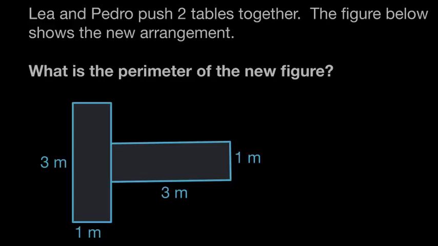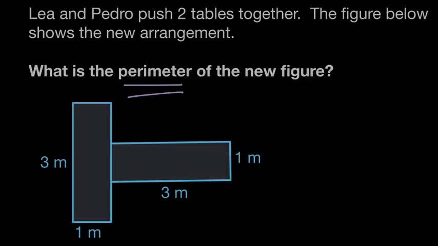Leah and Pedro pushed 2 tables together. The figure below shows the new arrangement. So we have table number 1 and table number 2 that Leah and Pedro have pushed together. Maybe they're having a bunch of people over for a fancy breakfast, and so they've pushed 2 tables together to have a lot of room for people to sit. And we are asked, what is the perimeter of the new figure?